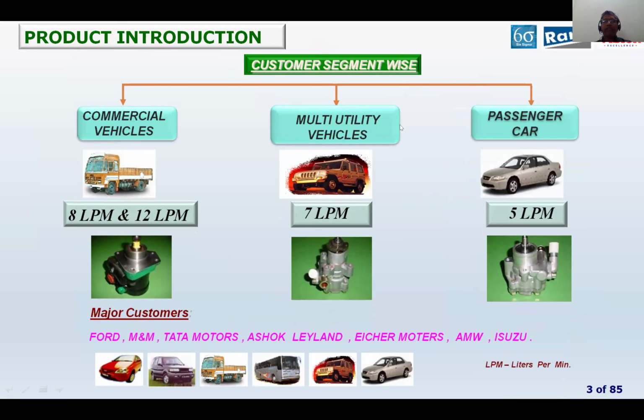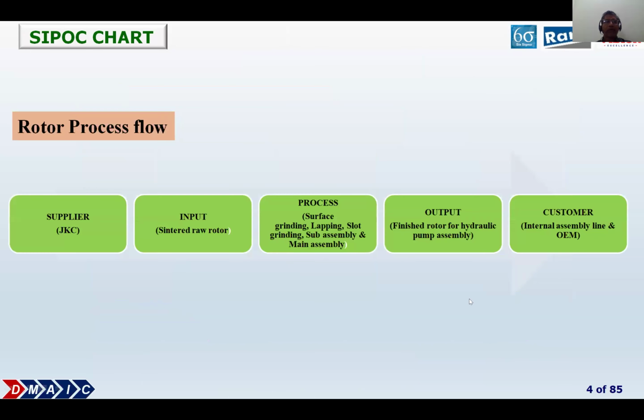Okay, so this is segment wise. For commercial vehicles, 8 LPM, meaning 8 liters per minute, and 12 liters per minute pumps are being mass produced. For multi-utility vehicles, 7 liters per minute. For passenger cars, 5 liters per minute. Nowadays, the majority of cars have gone with EPAS, the electronic power assisted steering system, but some cars still use this kind of hydraulic power steering system. The next one is a cyclone chart, the rotor process flow.